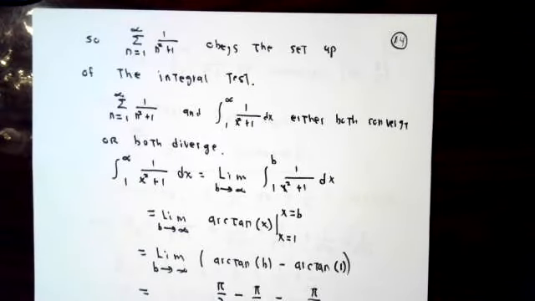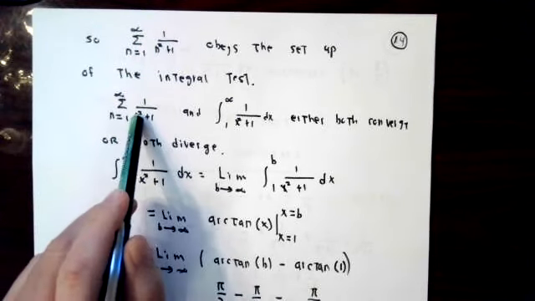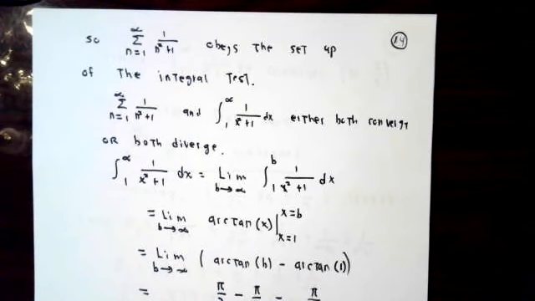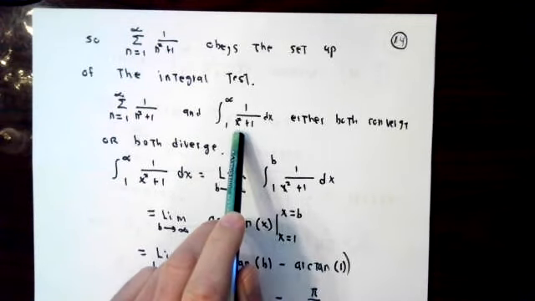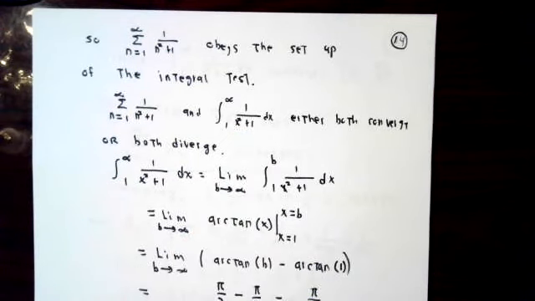Now, by itself, that doesn't tell me anything yet, except that I can use the integral test. So this infinite series, the one that we're interested in, and this improper integral, those two things either both converge or both diverge. So if I can figure out what happens with the improper integral, I'll know what happens with the infinite series. This is, as always, a limit.